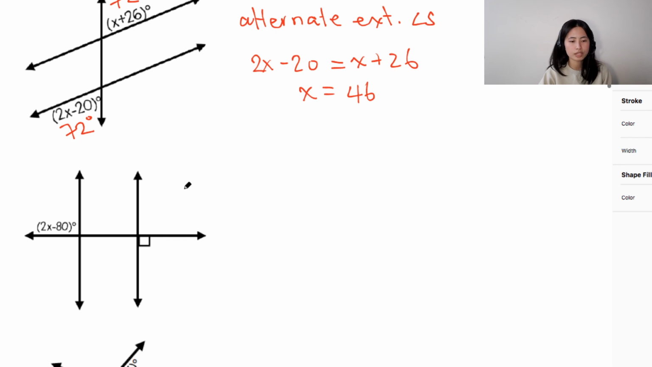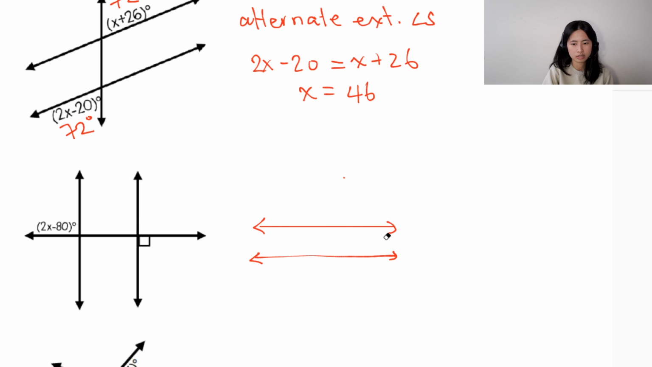Okay, so for this one, remember, we're not really used to seeing parallel lines that are drawn vertically. So if we rotate this 90 degrees clockwise, you're going to see that you have a parallel line and then you have a transversal. And the transversal creates that 90-degree angle.